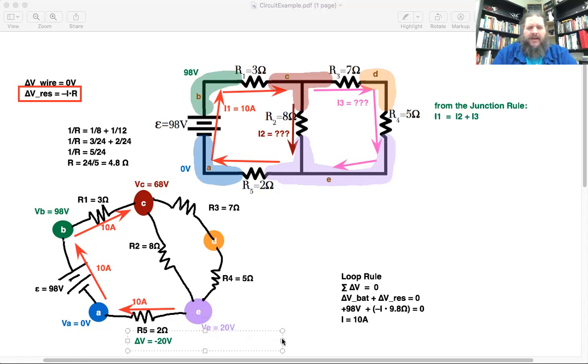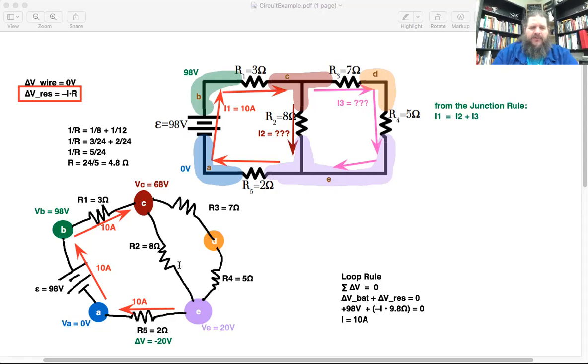And at this point, we now know enough information to continue. Because we know the voltage at C, we know the voltage at E. What's the change in voltage between those? What's the difference between those? Right, which means resistor 2 is getting negative 48 volts as its voltage difference.